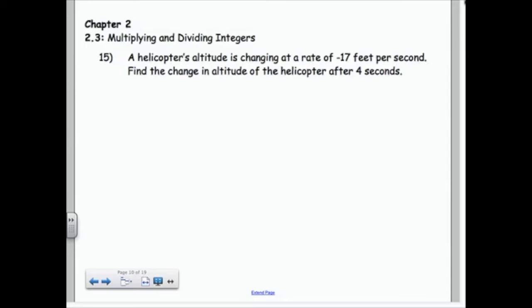Once again, with word problems, I highly recommend the bullets, and then I'm also going to tie in some of the bar modeling as well. So when I read the first sentence, I'm going to make it very clear. We don't care about it's a helicopter, it's a boat, it's a submarine. That part we do not care about. So we only care about the number and what it represents. So what we do know is there's something that's changing at negative 17 feet per second.